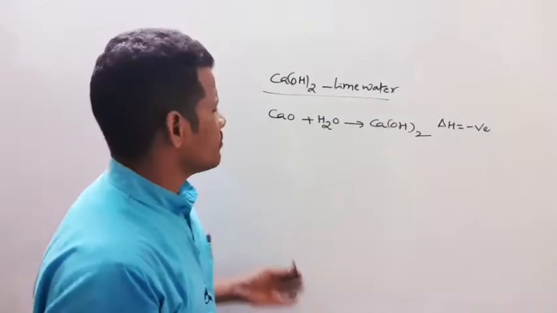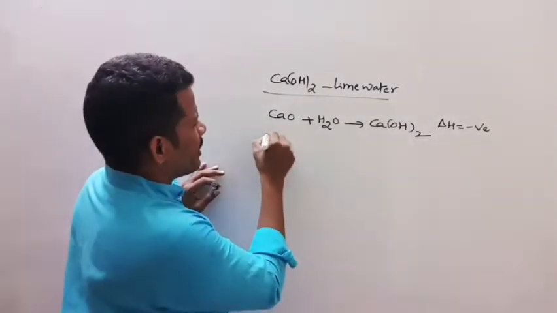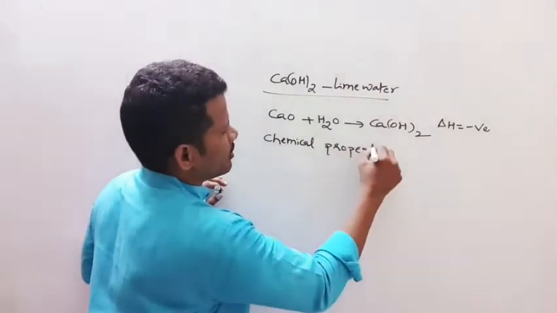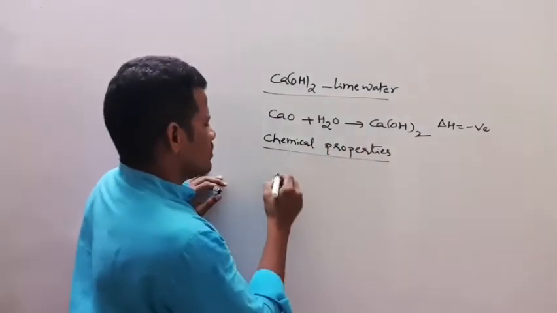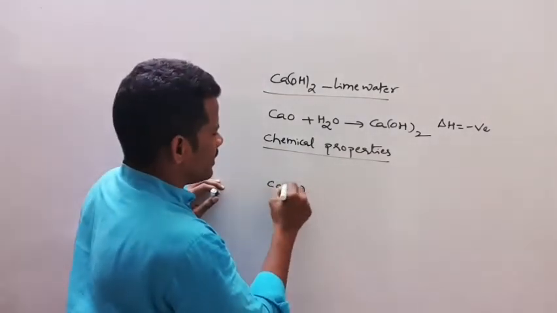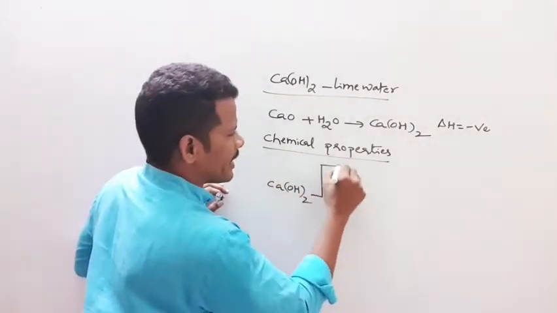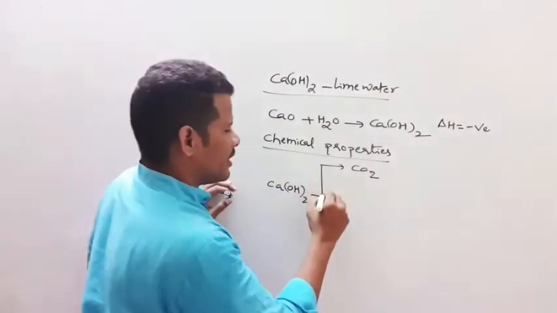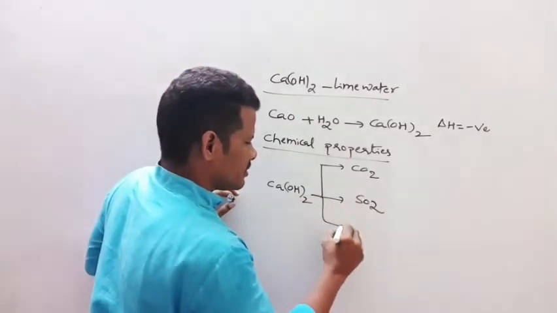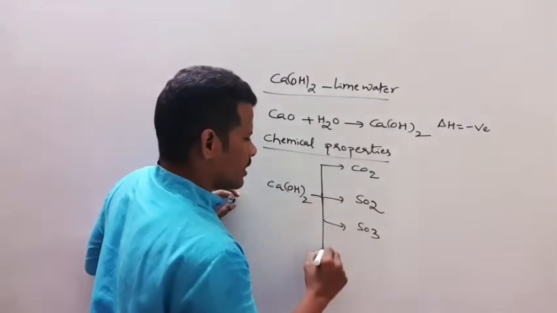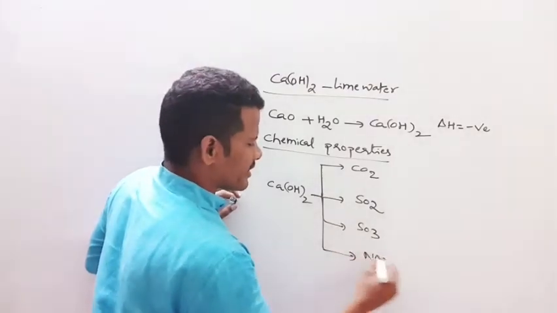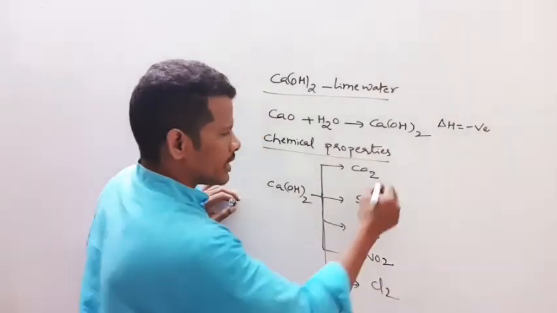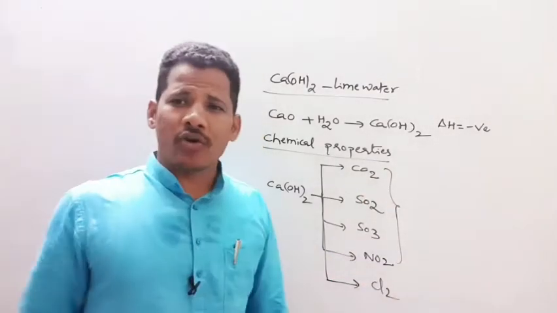Now, coming to the chemical properties. What are the important chemical properties required here? Calcium hydroxide removes pollutant gases like carbon dioxide, sulfur dioxide, sulfur trioxide, nitrogen dioxide and chlorine gas. Generally these are pollutant gases, the greenhouse gases you already know.